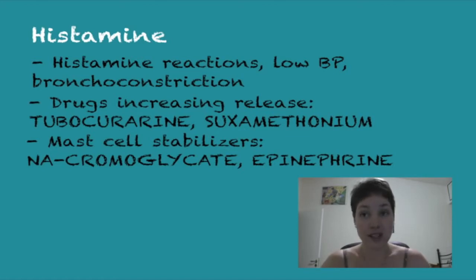The next couple of drugs I'm going to mention are mast cell stabilizers, so they prevent histamine release. These are sodium cromoglycate. It's used as asthma prophylaxis because it inhibits bronchoconstriction. And epinephrine, which is a beta-2 agonist, which increases cyclic AMP and inhibits histamine release.